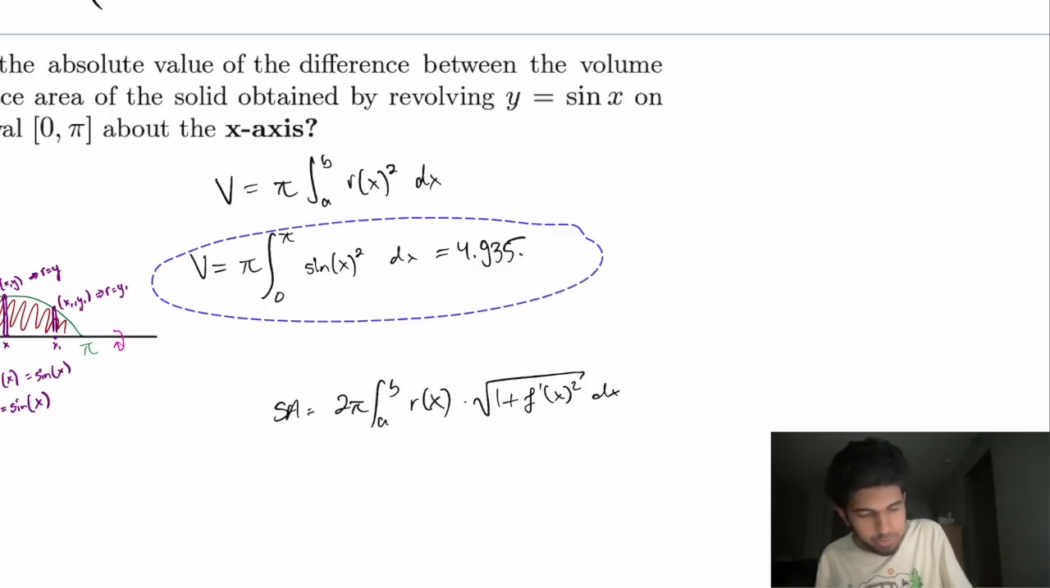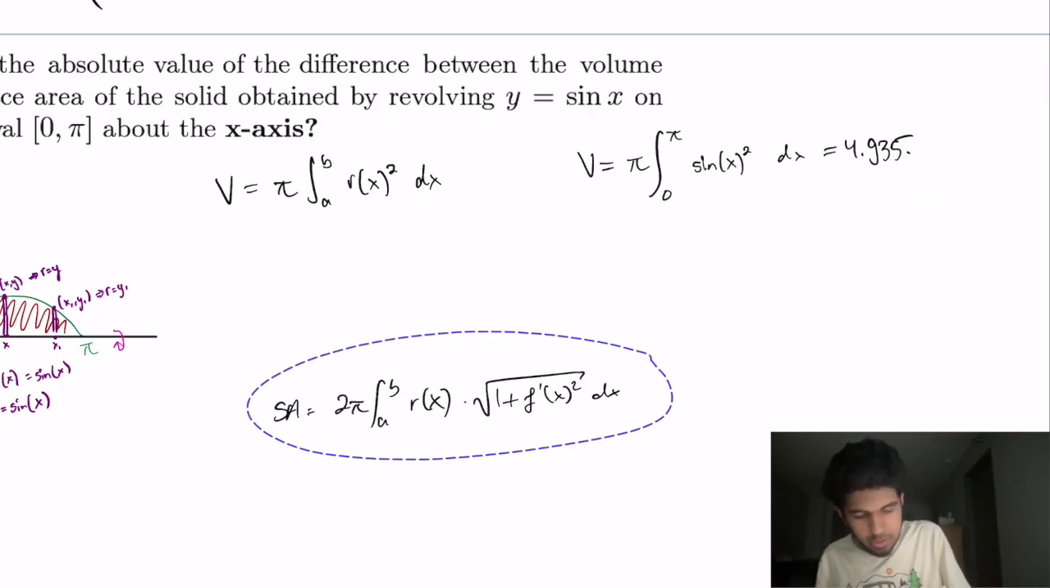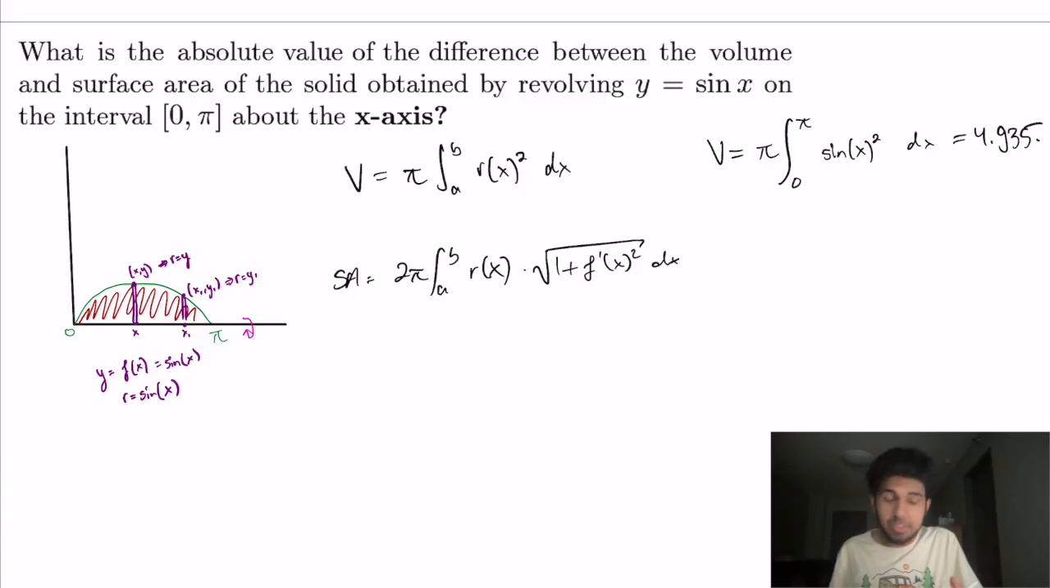Let me move the volume off to the side. Okay. Surface area, we should already be able to basically solve it. The radius is going to be the same thing. We're using similar disks, it's just now we're doing those frustums, but the essence of those disks remain the same. The radius will be the same. It's still going to be sine of x.